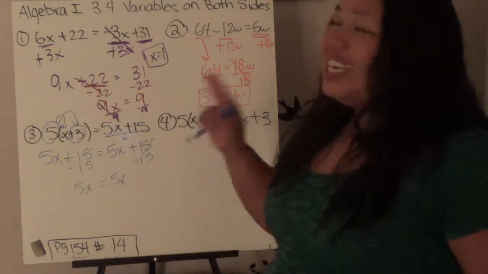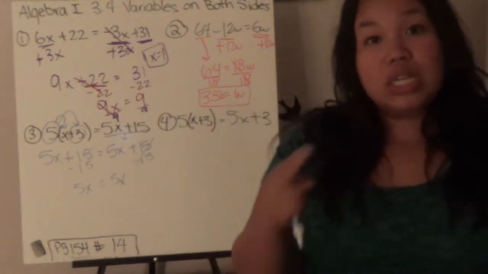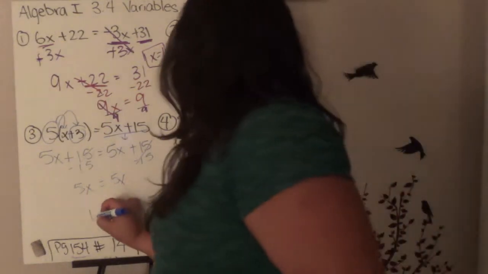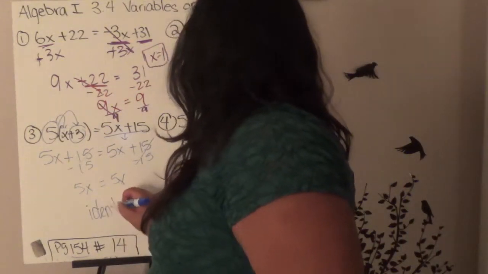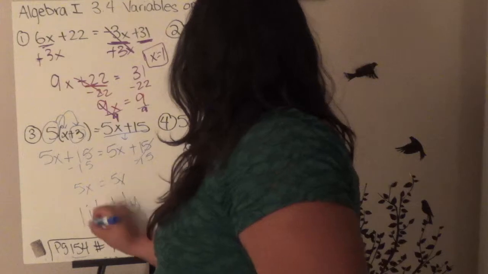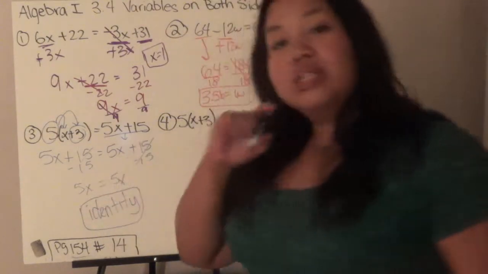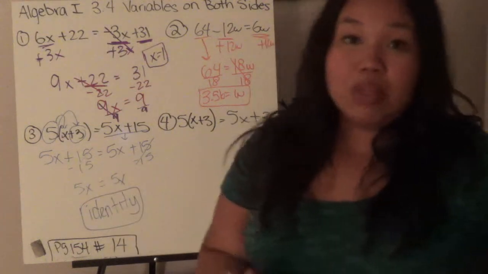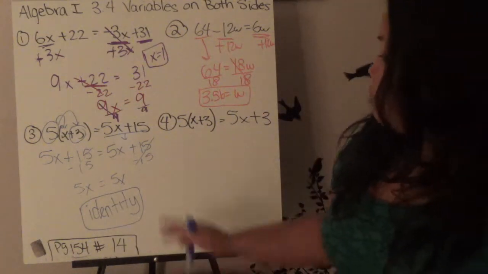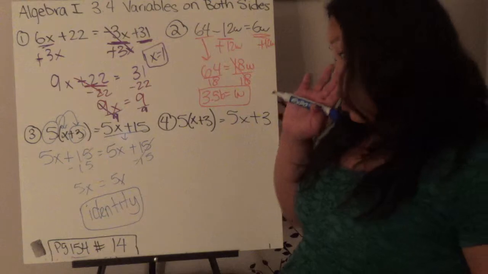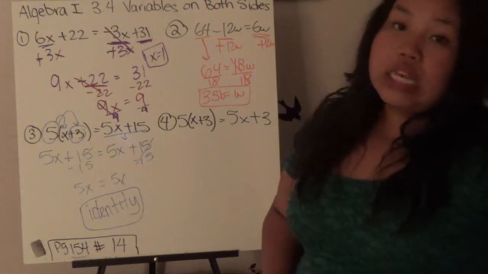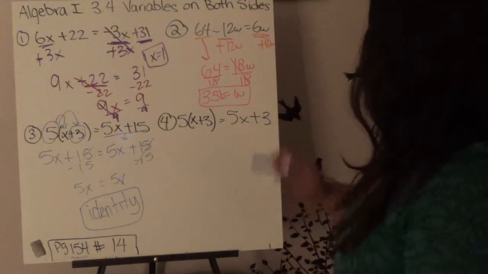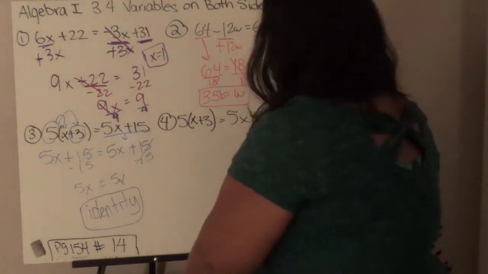When I end up with the exact same thing on both sides of the equal sign, this is called an identity. The reason why it's called an identity is because no matter what I put in for x, they will always be equal, because the same thing is being done on both sides. So anytime I have the same equation, I can stop and I can just say that, oh, it's an identity, because I can put any number in for x.